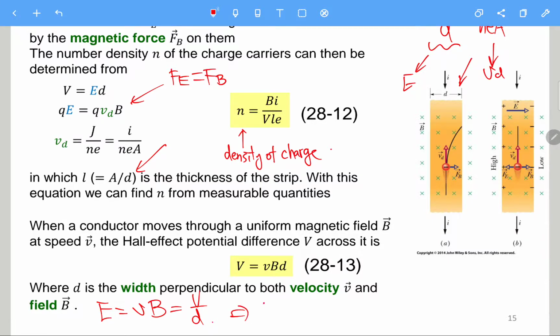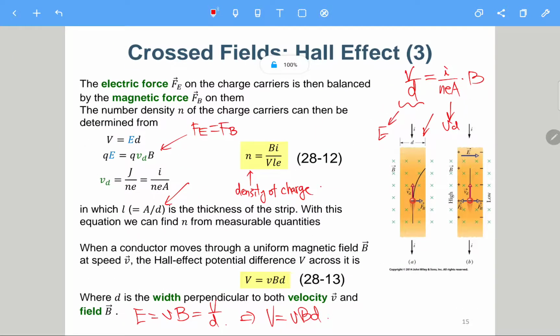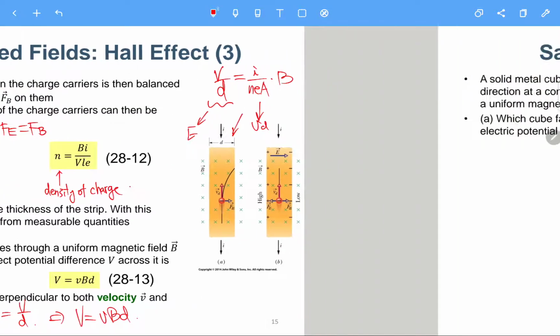So we have V equals small v times BD, which means that this potential difference between the left edge and the right edge will be the multiplication of these three numbers, V times B times small d, related to the width, the magnetic field, and also the velocity. So this is called the Hall effect.